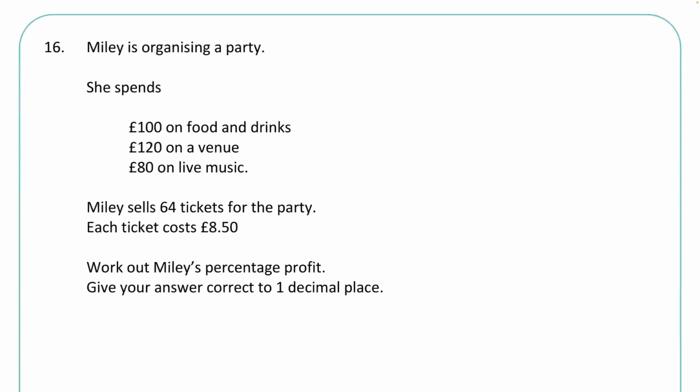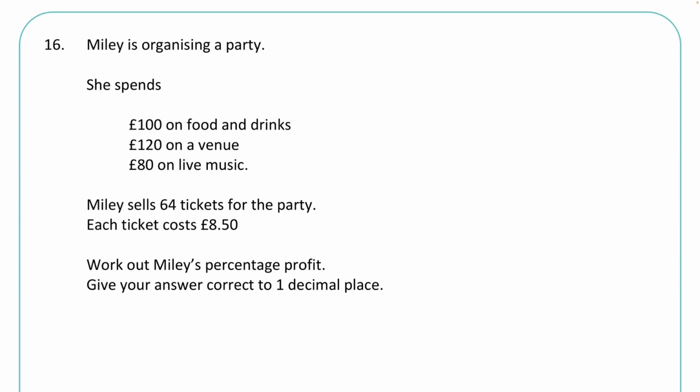So question 16 says that Miley is organising a party. She spends £100 on food and drinks, £120 on a venue, and £80 on live music. Now straight away, before we even move on, we know we're probably going to have to add all of those together, as that's the total that she spent. But it says here Miley sells 64 tickets for the party, and each ticket costs £8.50, and we want to work out her percentage profit, and we're going to give it to one decimal place.